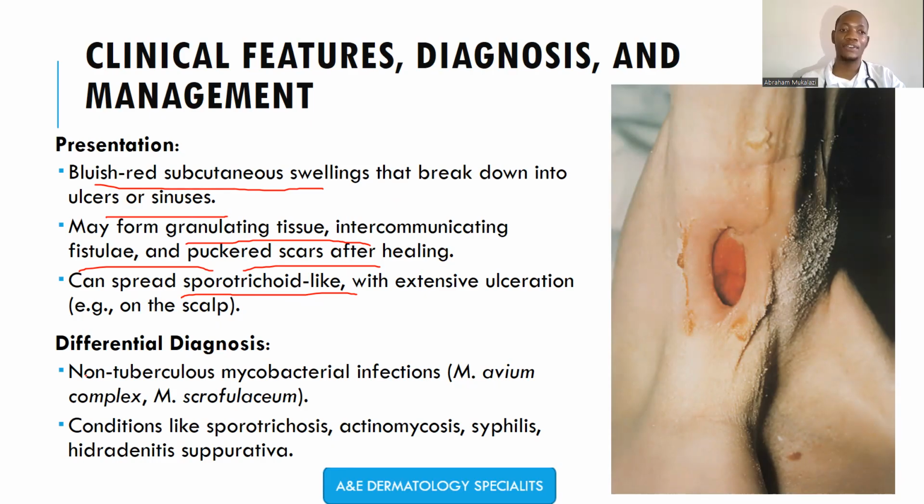And in the differentials, you can look at the atypical mycobacterial infections. You can look at all the diseases that can cause sporotrichosis or sporotrichoid spread, including spirochetosis, actinomycosis, and syphilis. Also, if it is occurring in the axilla or in the genitalia, you can also think about hidradenitis suppurativa.